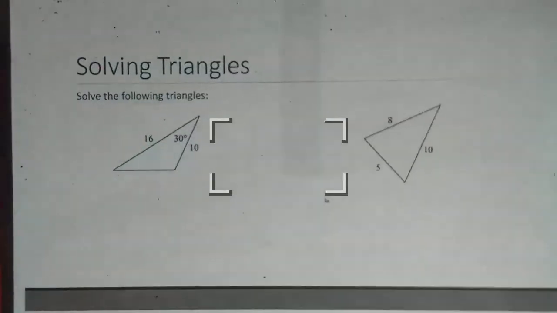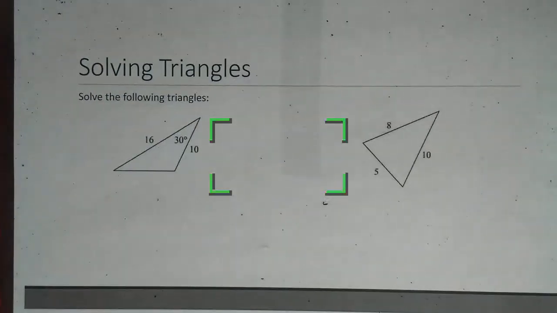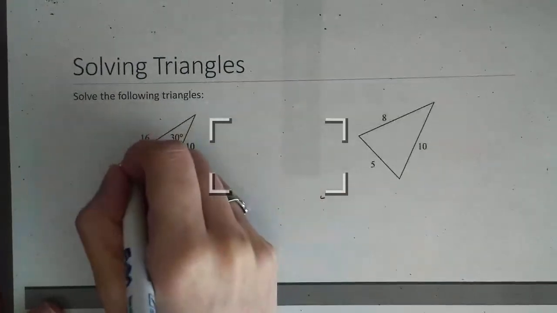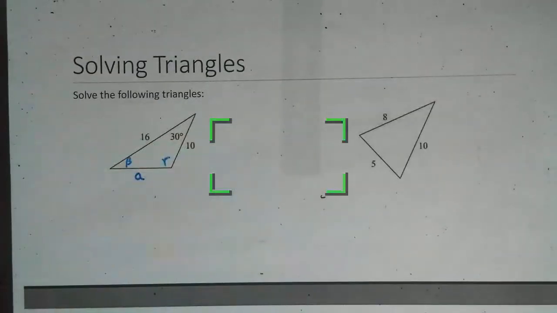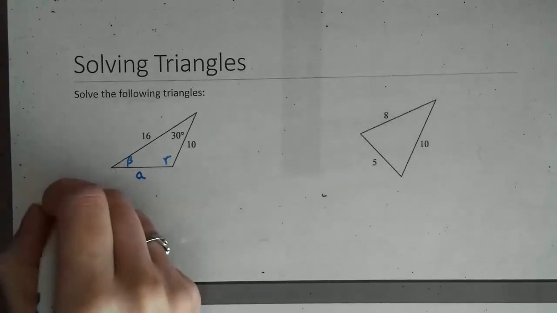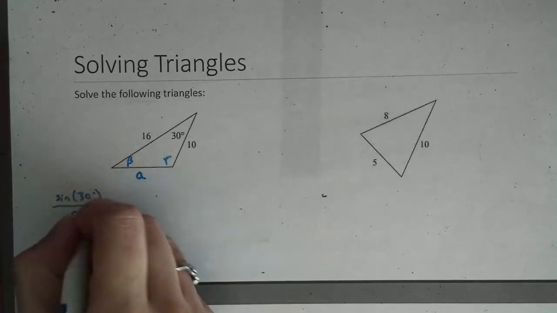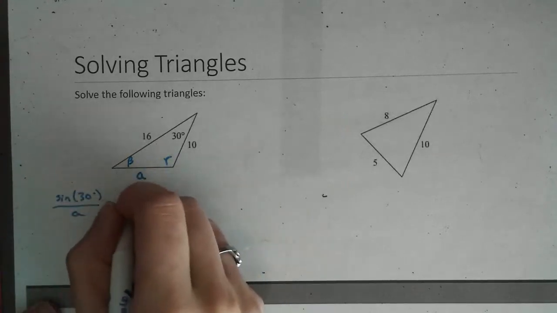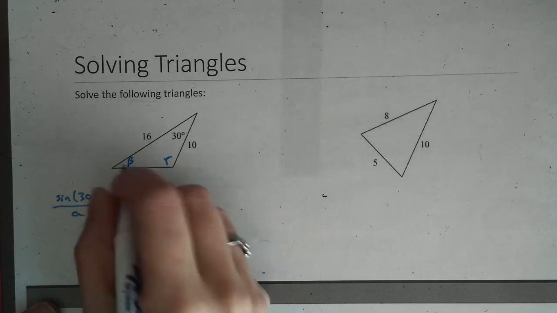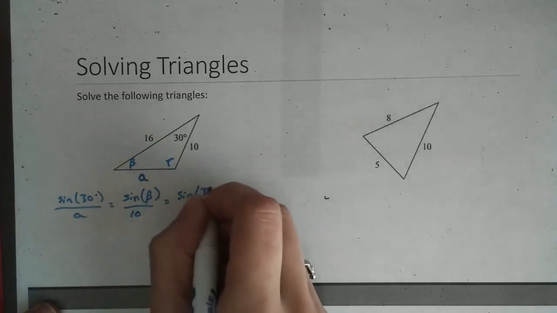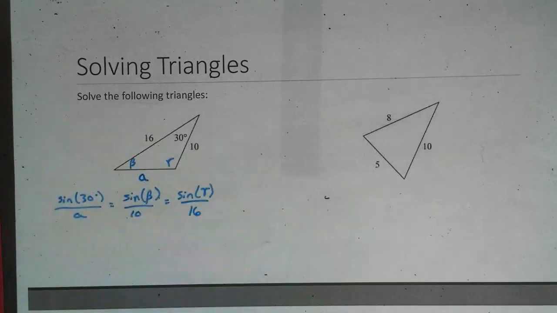This last thing we're going to look at in this section is solving these two triangles. So let's set up our law of sines. We'll say this one is A, this one can be beta, this one can be gamma. So if I set up my law of sines, I'll have the sine of 30 degrees over A is equal to the sine of beta over 10 is equal to the sine of gamma over 16.